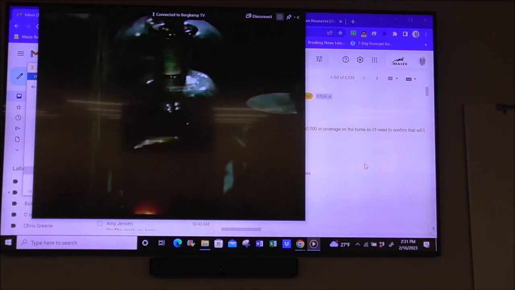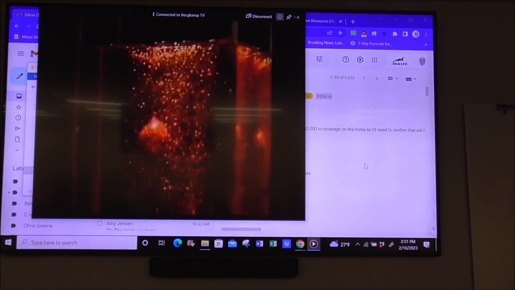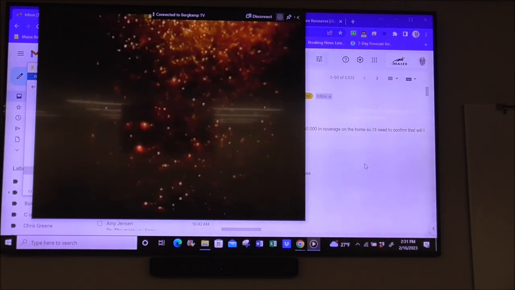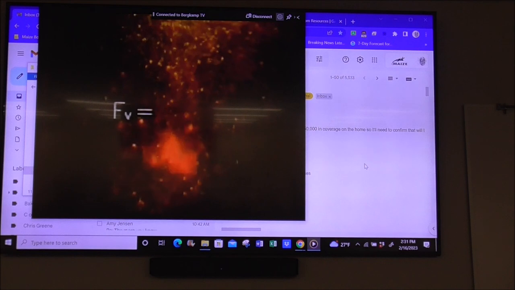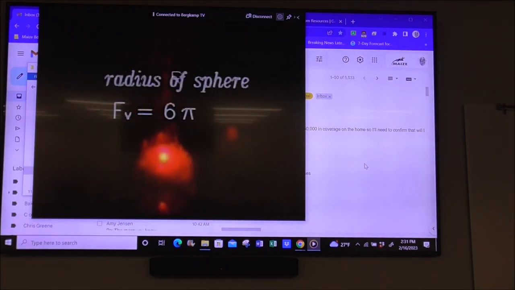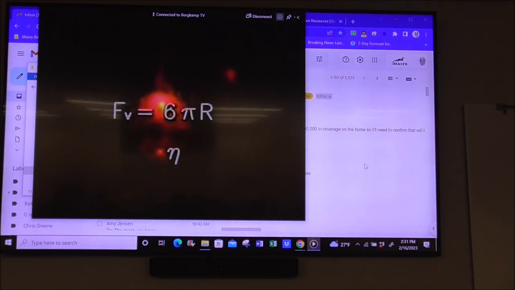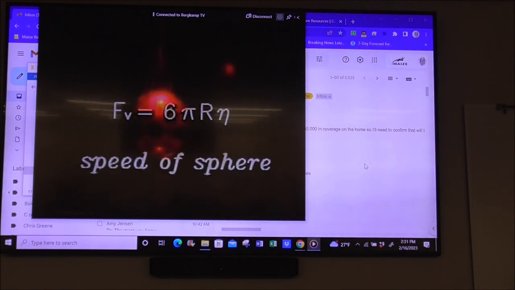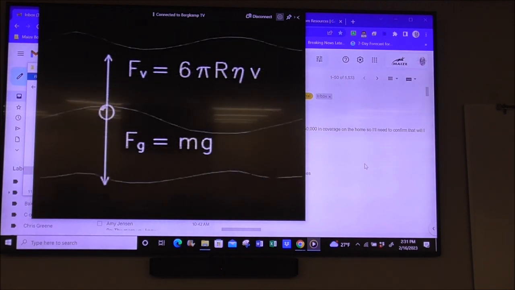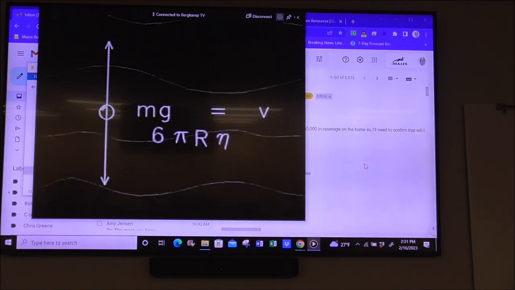But after that first millionth of a second, the oil drop reaches terminal velocity. Like any sphere falling through a viscous fluid, it falls at constant speed. The viscous force on a moving sphere, worked out by the English physicist George Stokes in the 19th century, is equal to 6 pi times the radius of the sphere, times the viscosity of the air, times the speed of the sphere. Very quickly, the speed grows until the viscous force is big enough to balance gravity. That's the only variable. Instead of accelerating, the sphere falls at constant speed.